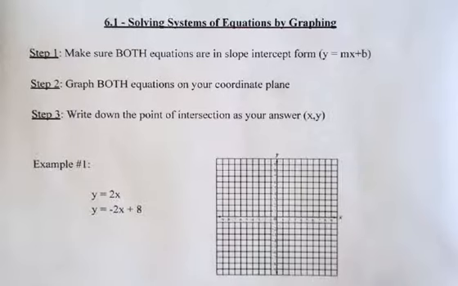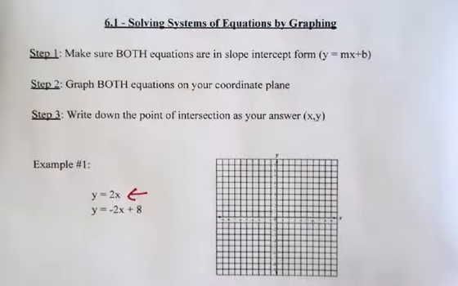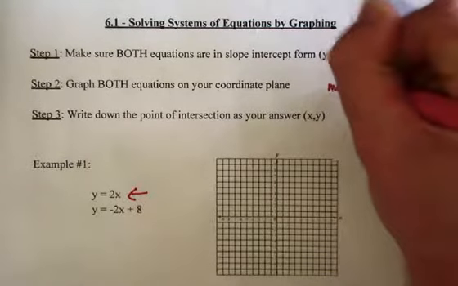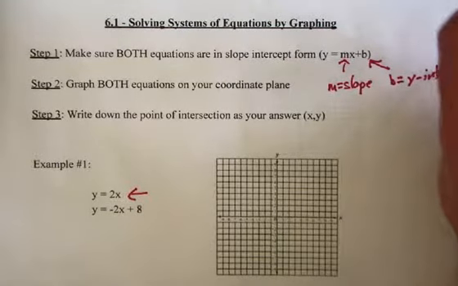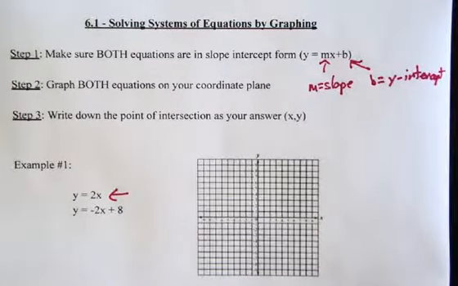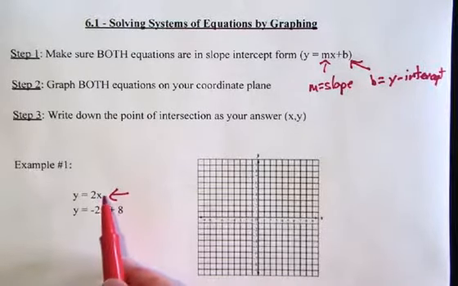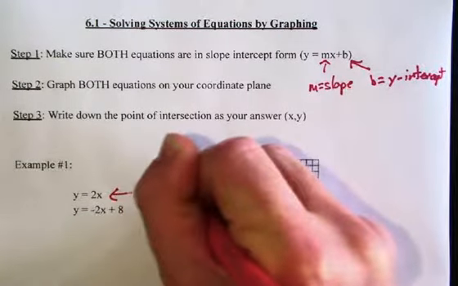So let's look at a very simple example. We have y equals 2x as our first equation. I'm going to graph this in red. So first of all, our form is y equals mx plus b. We know that m is the slope, and b is the y-intercept. So here we have y equals 2x plus 0, essentially. So that means b here is 0, m is 2.